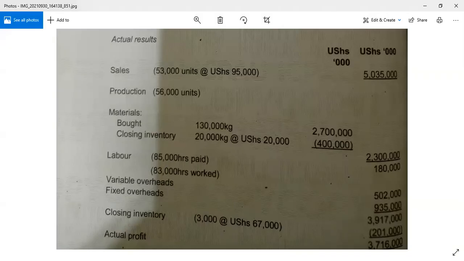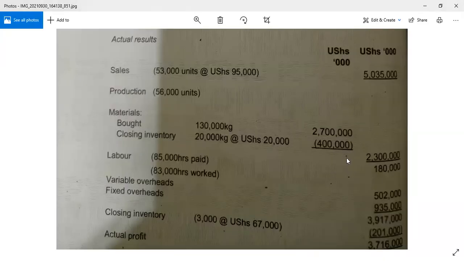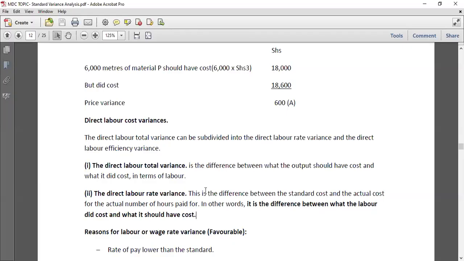Multiplied by the standard rate of labor, which is how much? It is 2,000 per hour, because this is the standard costing statement. So 2,000 times the 85,000, you compare it with the 180,000 we actually spent. The difference between the two should give you your labor rate variance. You can go on like that to determine and see how these variances work. That is very important when it comes to the variances, and that's how variances work.